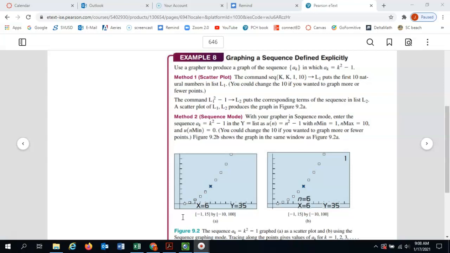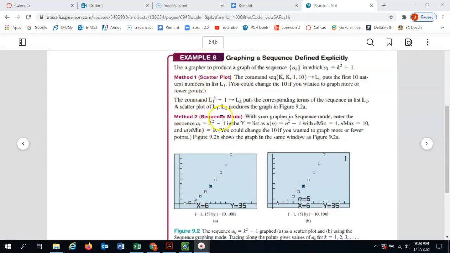That's all we're going to see on that. So you're going to see basically points instead of a continuous curve. So this takes you through how to do this within your graphing calculator if you're using a graphing calculator. So if you are, you can take a look at the directions given right here for example 8.